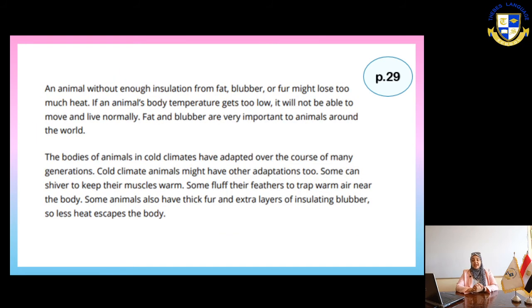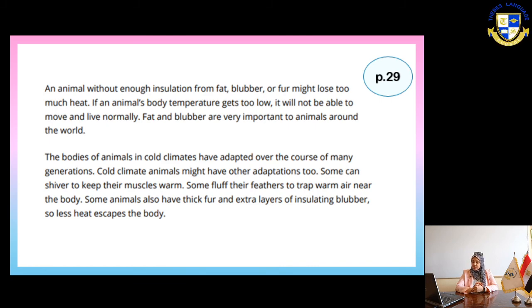So, an animal without enough insulation from fat, blubber, or fur might lose too much heat. If an animal's body temperature gets too low, it will not be able to move and live normally. Fat and blubber are very important to animals around the world. The bodies of animals in cold climates have adapted over the course of many generations. Cold climate animals might have other adaptations too.